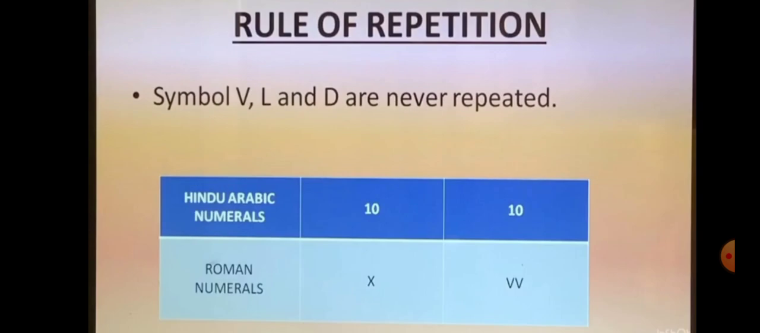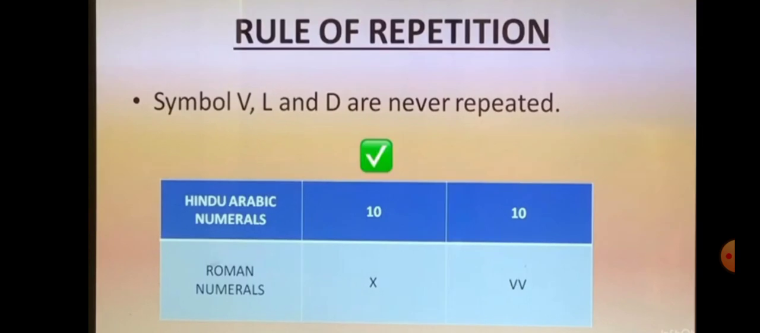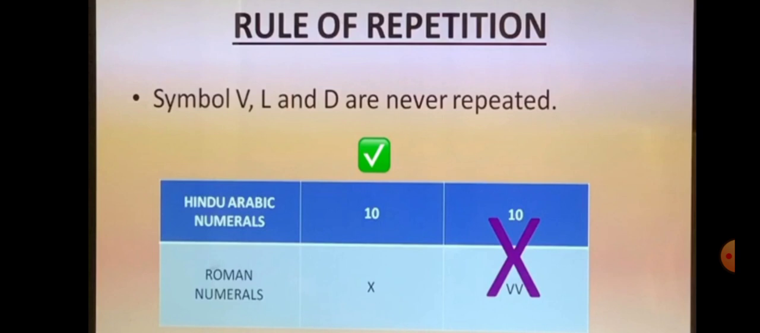Next, symbols V, L and D are never repeated. These symbols we can't repeat. Now let's see the example. 10 is X. Can we write 10 with the help of the letter V? Can we repeat V twice, because V is equal to 5? Can we repeat it? No, we can't repeat. So this one is wrong.